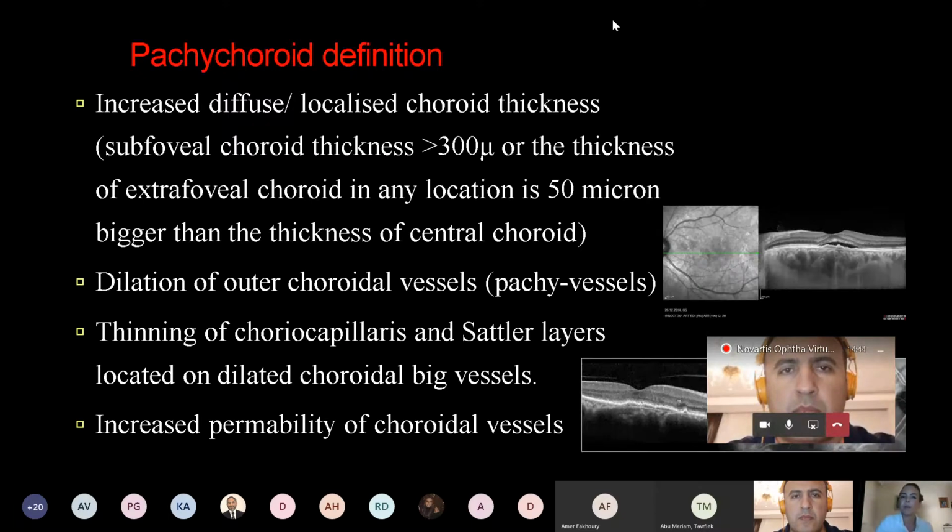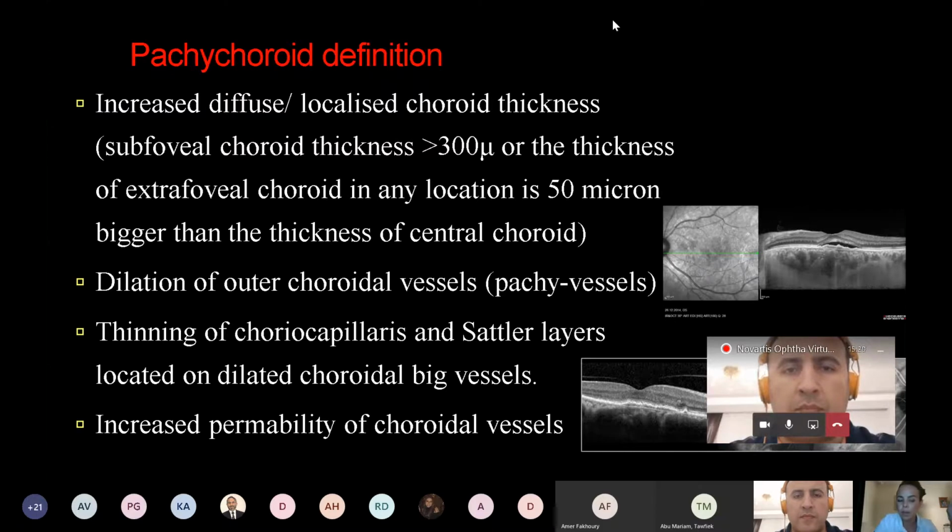The term pachychoroid was introduced by Warrow and colleagues, a group of retinal physicians in New York, Freund and group, to describe a group of macular diseases presenting with a thick choroid, generally defined as subfoveal choroidal thickness exceeding 300 micron, or the thickness of any extrafoveal choroid location, nasal or temporal, not important, in any location being 50 micron bigger than the thickness of the central choroid.